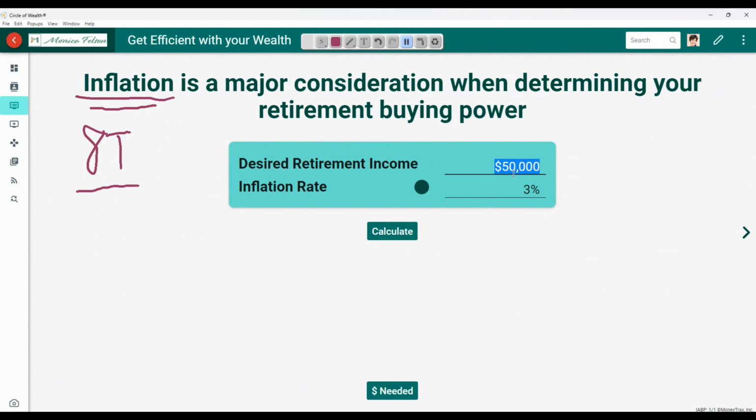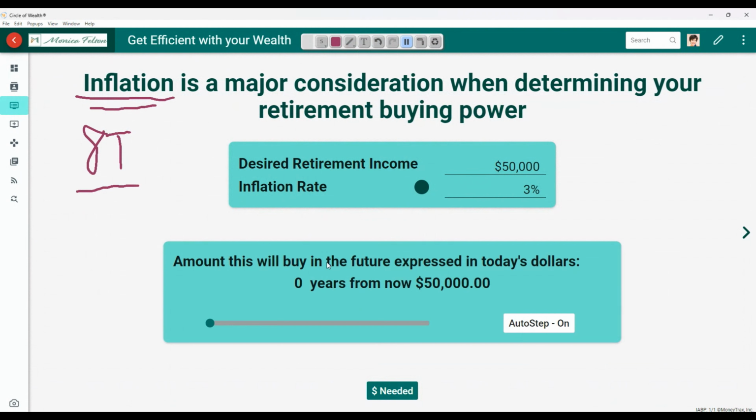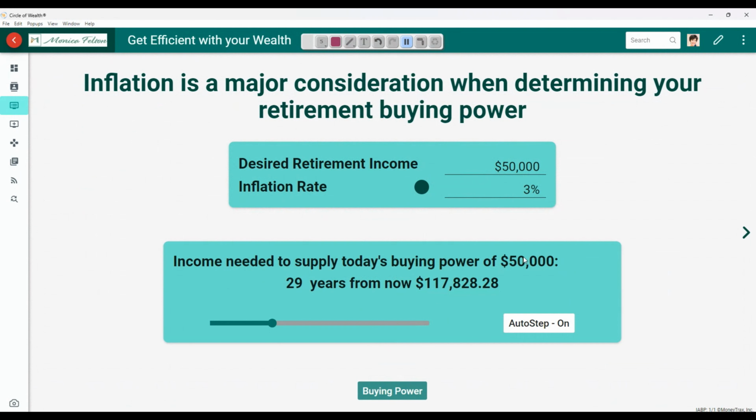So again, if you were making $50,000 a year and there was a 3% inflation, I'm just going to turn this auto step on. And what it shows you is that your $50,000 is buying less and less every single year. So 25 or 30 years from now, your $50,000 is only going to buy about $21,000 worth of stuff. To put it a different way, if you needed to buy $50,000 worth of stuff 29 years from now, you're actually going to need about $118,000. That's the impact of inflation. And again, who does inflation hurt the most? People in the lower income brackets.